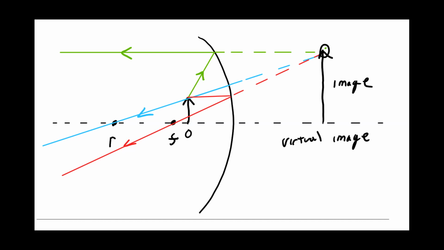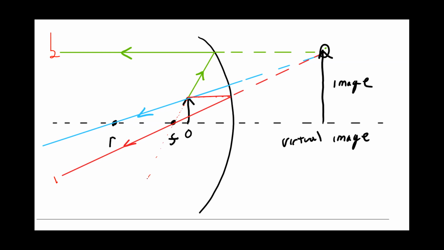So the first ray is pretty doable. I draw the parallel ray that comes in parallel and reflects back through the focal point. The second ray is a little bit harder to draw, because it's supposed to go through the focal point and then come back parallel. But if I draw a line from the object through the focal point, it never gets to the mirror. So again, this is the same kind of thing.